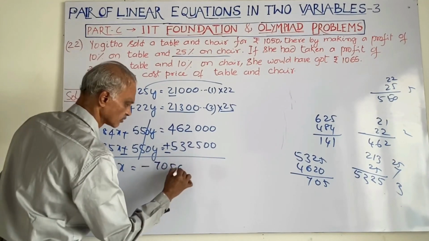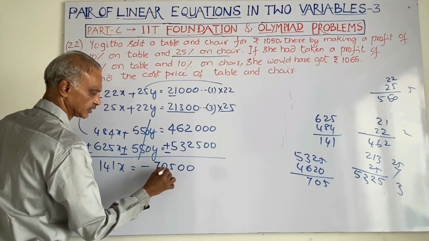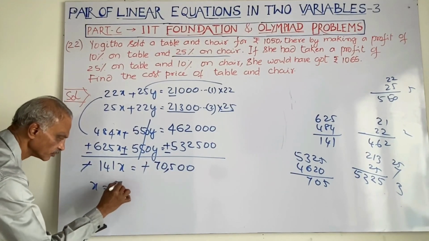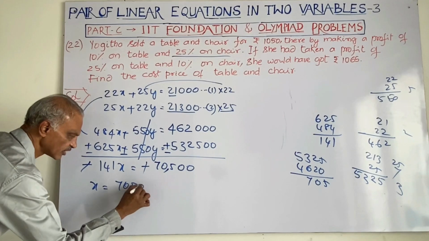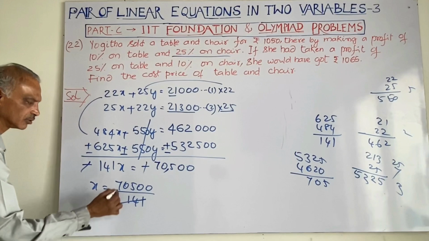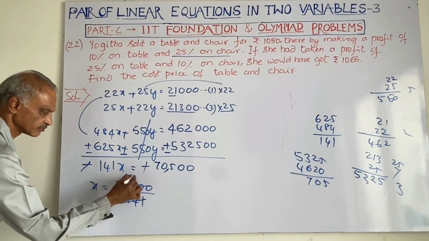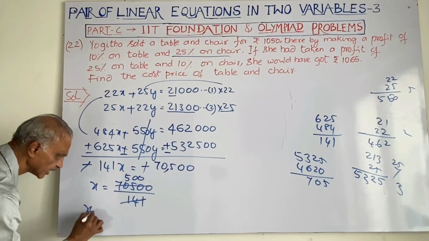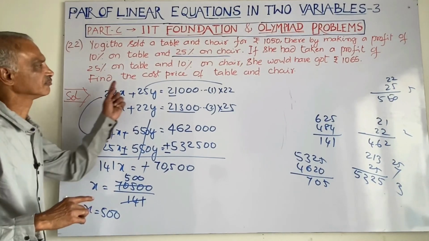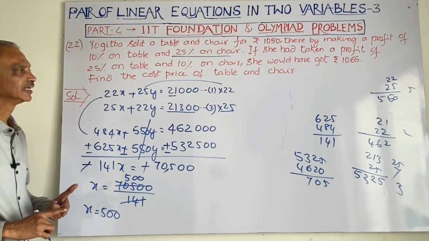How many hundreds? This means 70,500. Minus minus cancel. x is equal to 70,500 by 141. How many times it will go? It will go for 5 times, 5 ones are 5, 5 times it will go hundreds, so that x is equal to 500. Means cost price of the table is 500. We have to find the cost price of chair.